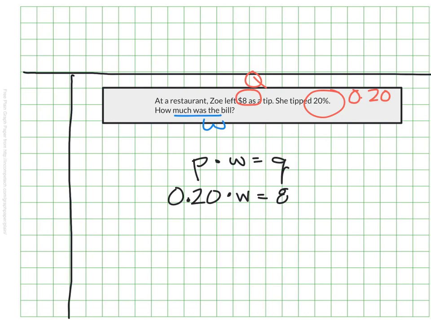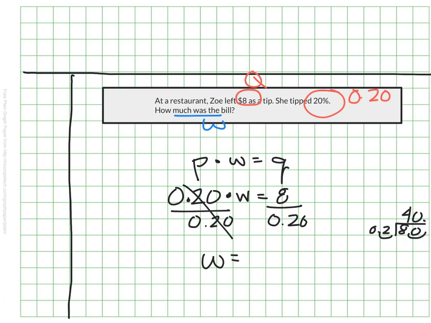So I'm going to fill in what I know here in my equation. I know the percentage, I put that in as a decimal. I don't know the whole, so I left that variable there. But I know that the quantity she left was $8. So this is just now basic equation solving. I have something times my variable, so I'm going to undo it by dividing on both sides. This, of course, will cancel itself out. And when we do 8 divided by 20 hundredths, we get 40. That means the bill must have been $40. So I still use the same equation, but I knew different pieces, and so the approach I took was a little bit different.